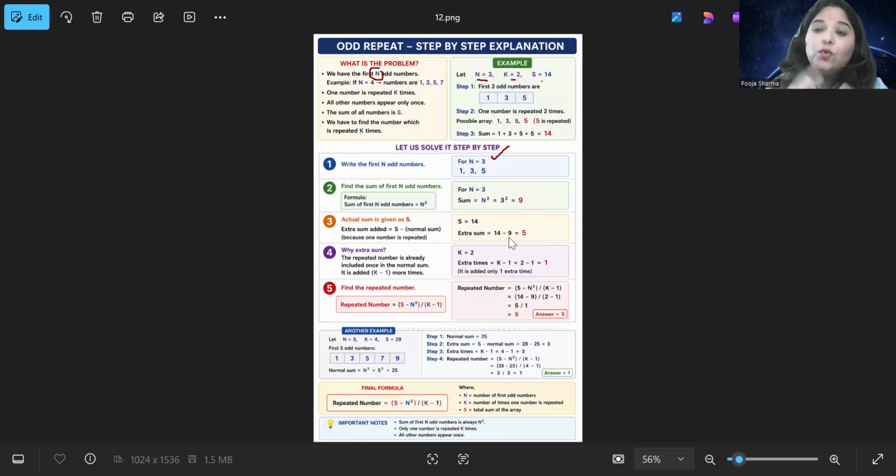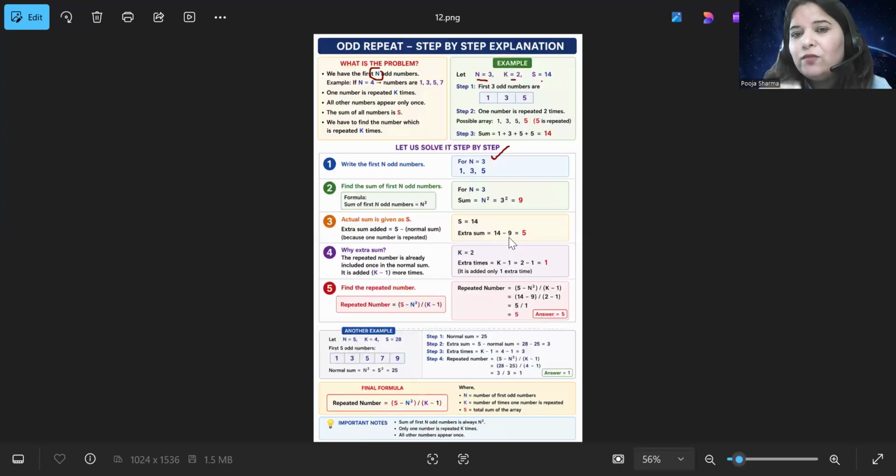Now, you know that there is some element that is extra, that k equals to 2. Means there must be one element which is double. K equals 2 is one element is double. If k equals 3, then that element is 3 times. So the value of k varies.